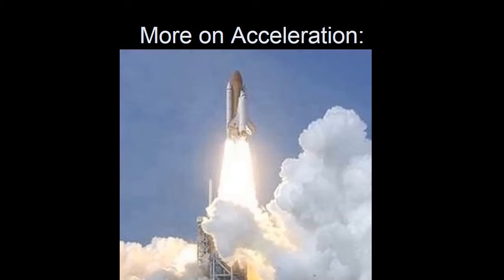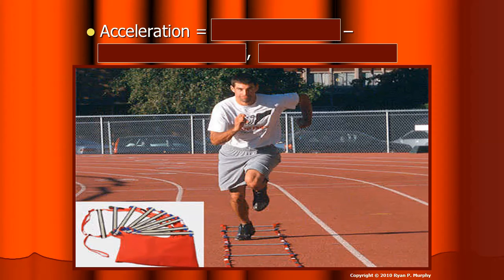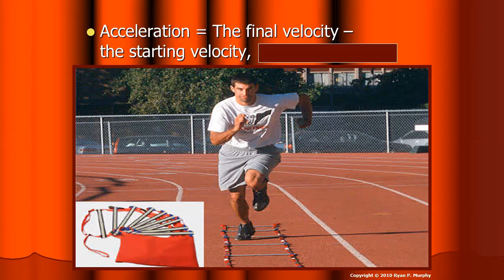Let's talk a little bit more about acceleration. This is a great picture of a space shuttle trying to accelerate away from the Earth. So acceleration is the rate of change in velocity. So velocity is kind of like speed, but it's speed and direction. So it's how quickly you are changing your speed or changing your direction. That's what acceleration is. And I have one more formula for you here. Acceleration is the final velocity minus the starting velocity divided by time. It's a fairly simple formula here.